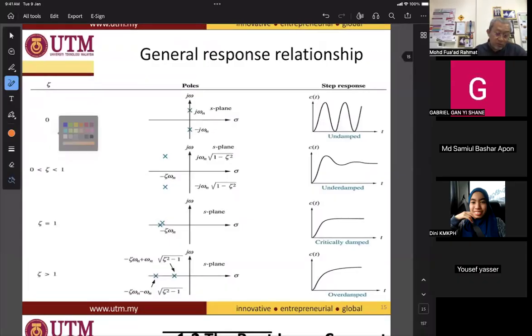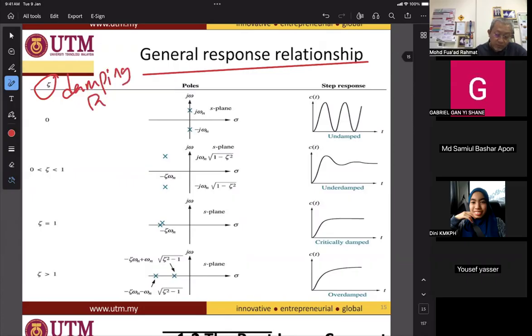Right, guys, we continue to the next slide, which is slide number 15. As you know, the general response relationship for the second order system begins with zeta, known as the damping ratio. If the damping ratio is equal to 0, the poles are located on the imaginary axis, as shown here.